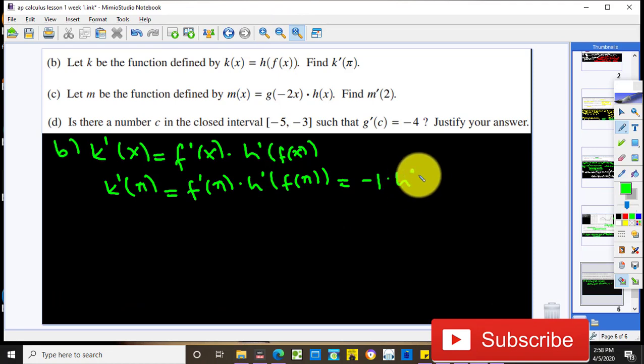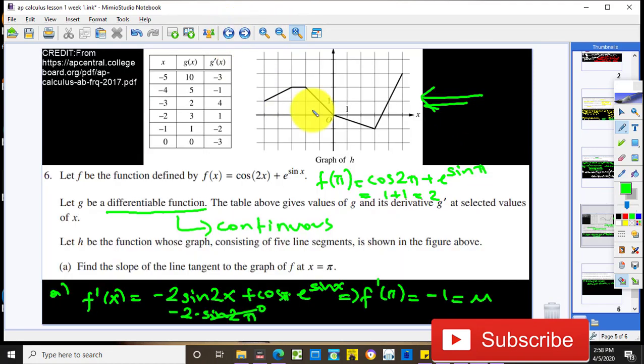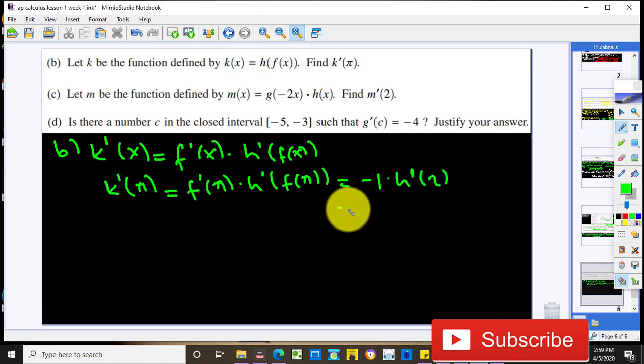So h prime of 2. In order to figure out h prime of 2, again, we're going to go back to the previous slide. So 2 is right here, which means we're going to be finding the slope of this line. The slope of this line is going to be equal to down 1 and over 3, which means negative 1 over 3. So go back. We're going to put negative 1 over 3. So negative 1 times negative 1 over 3, the result will be equal to positive 1 over 3.